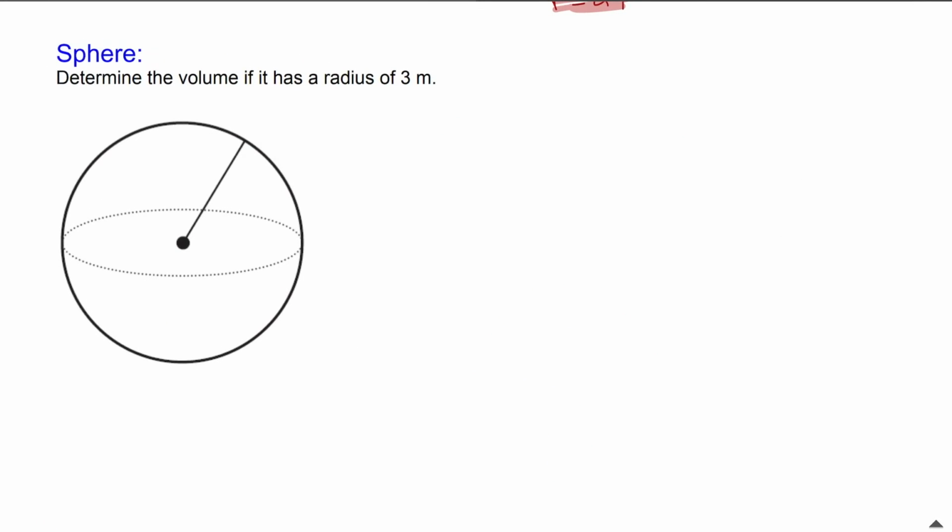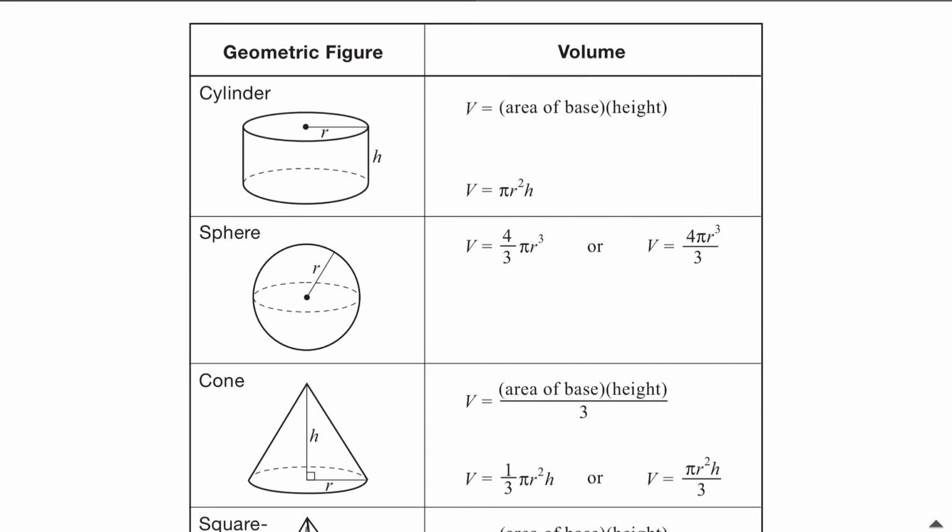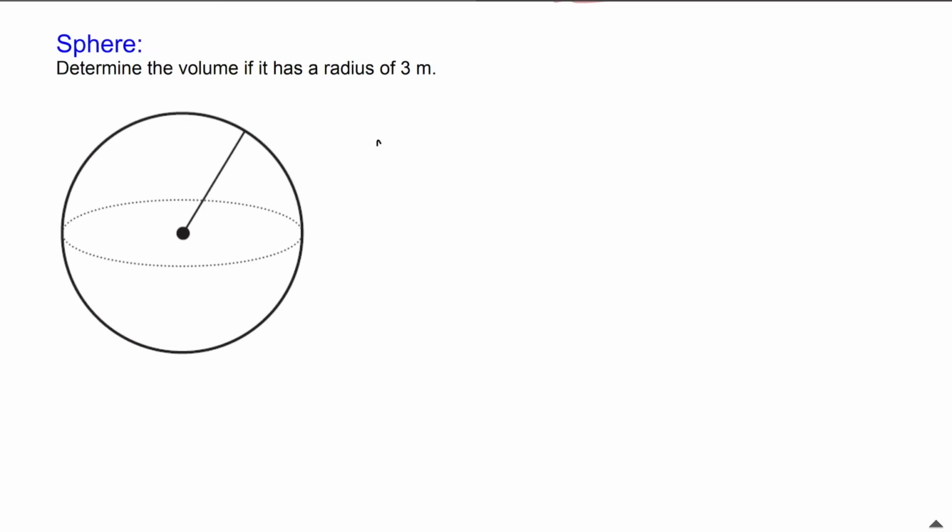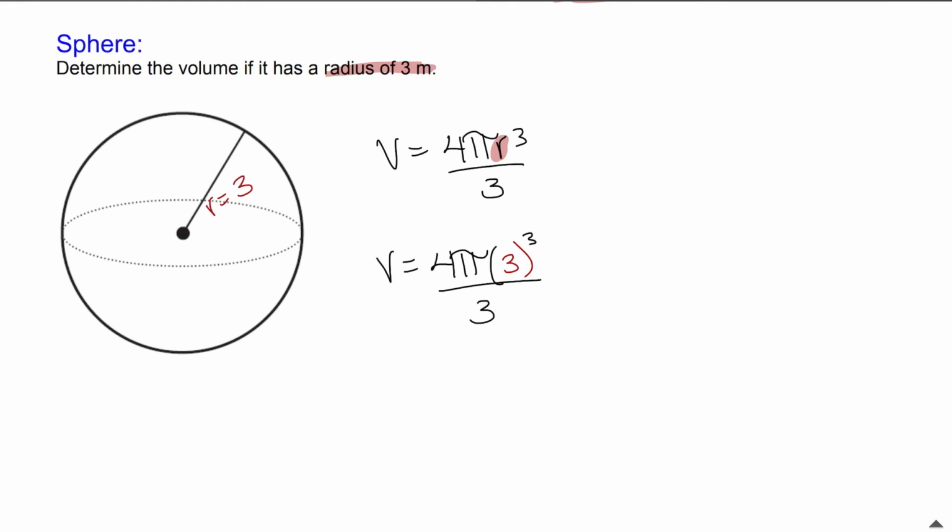All right, last one we have is a sphere, and we want to determine the volume of a sphere if it has a radius of 3 meters. So let's look at the formula for the volume of a sphere, and we know it's 4 pi r cubed divided by 3. So let's go ahead and write that down. Here it tells us that the radius is equal to 3. So here I'm going to replace this r with 3. So I end up getting v equals 4 pi times 3, and then I'm going to raise that to the power of 3 all over 3.